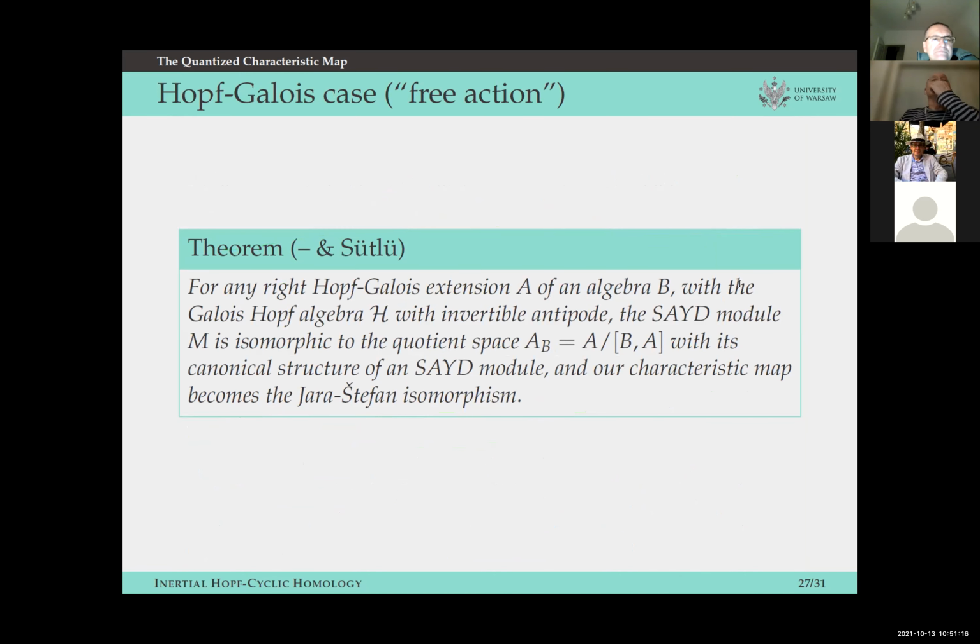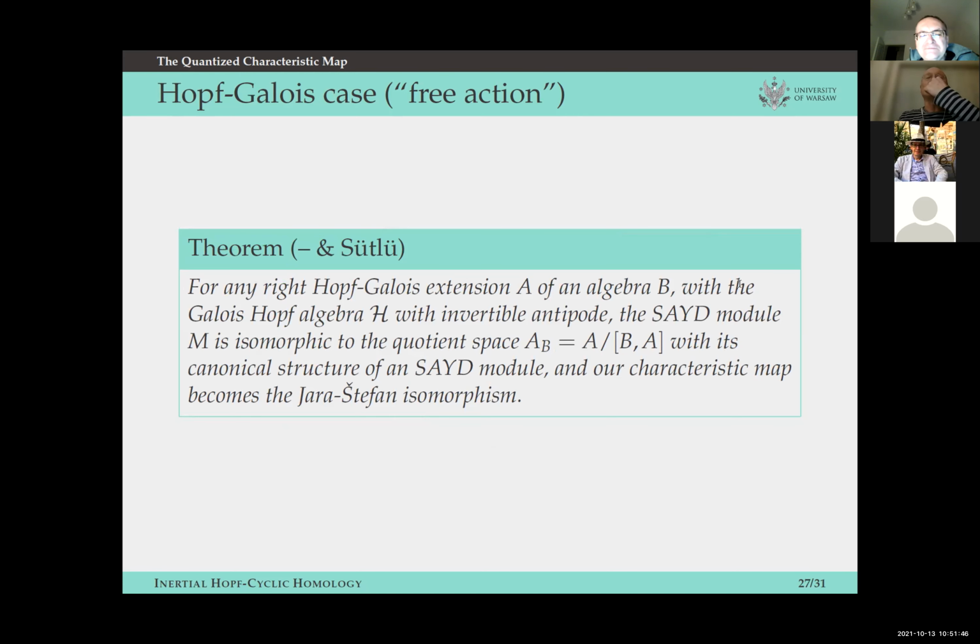Okay. So in the Hopf-Galois case, which morally speaking is the non-commutative version of free actions, our construction coincides with the construction of Hajac and Stefan. Sorry for this, Stefan, again, the accent is wrong here. At least your surname is correct.